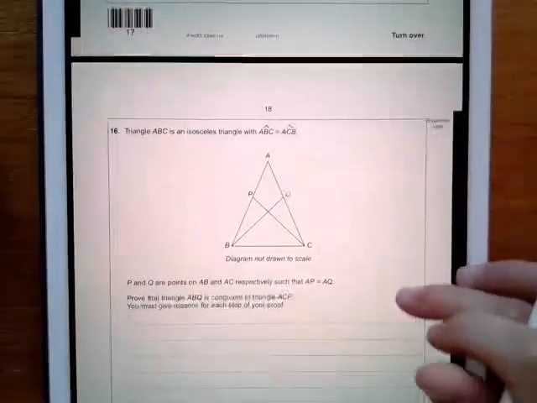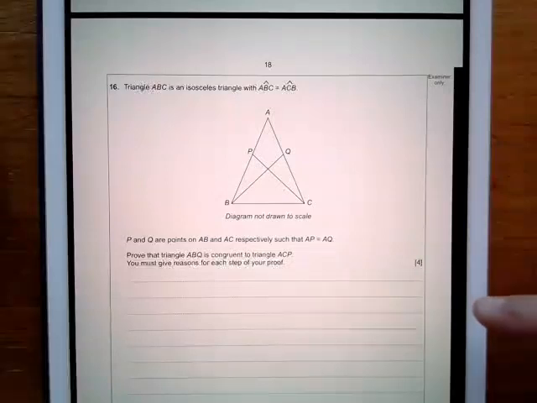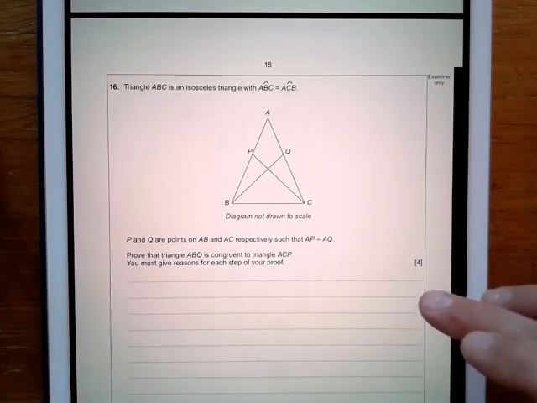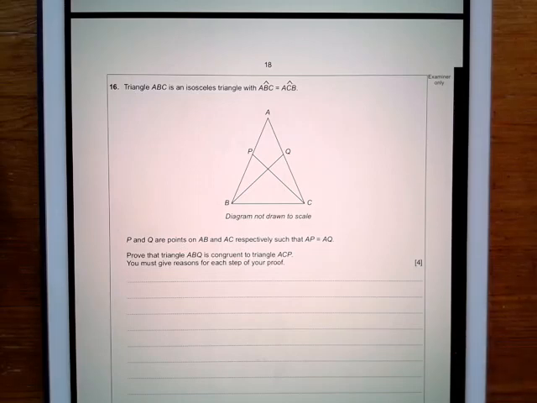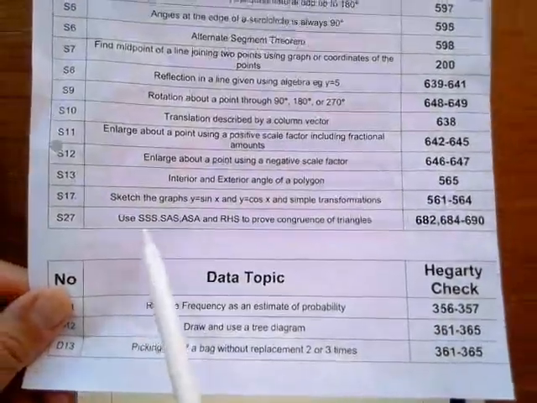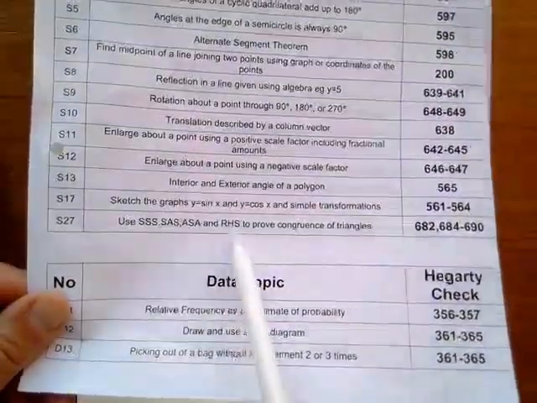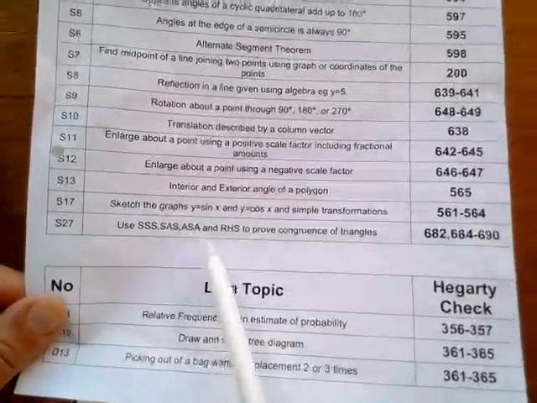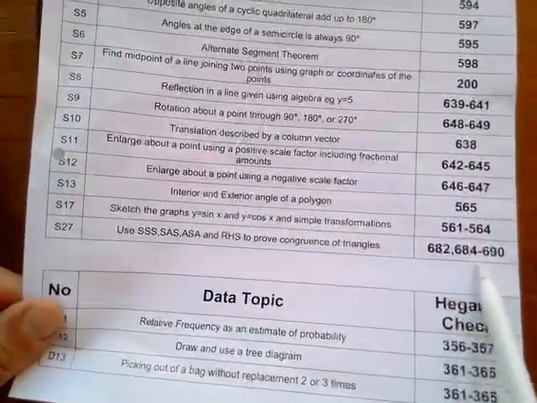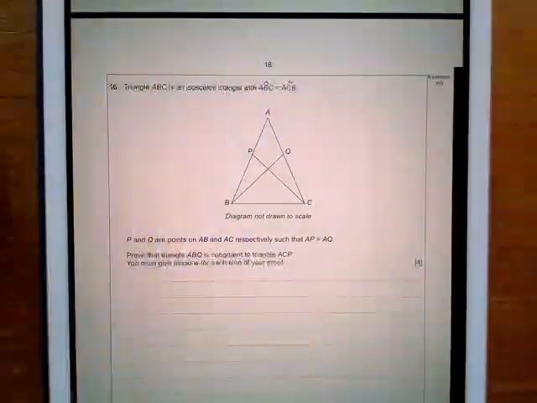Question 16, congruent triangles. For this, you really need to use the correct language for congruent triangles. These are the correct phrases here, these four things: SSS, SAS, ASA, and RHS. If you don't know what those mean, you need to watch these videos, or some of them, to get an idea of what that's about. And again, I'll go through it at the end of the week.